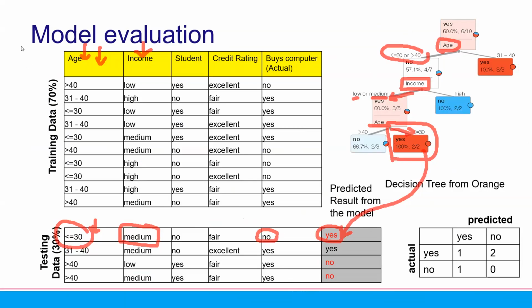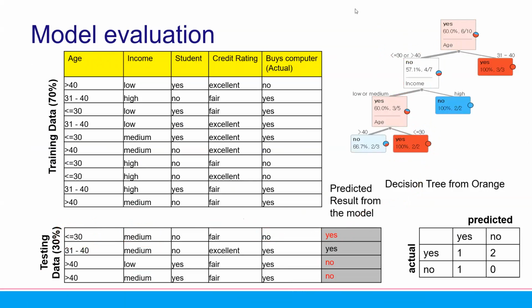Now let's see the second example. 31 until 40. So the age is 31 until 40. Okay, it goes directly to the decision yes. So this one is yes.